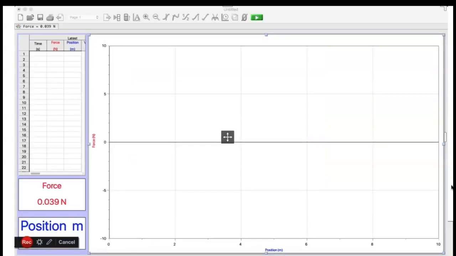I set up a graph for my data. The graph looks like this before I started recording. Force on the vertical axis and position on the horizontal axis. Please note that the graph is not always shown this way. The axes are sometimes reversed. I prefer showing it this way because in this way, the slope of my graph will be the spring constant.